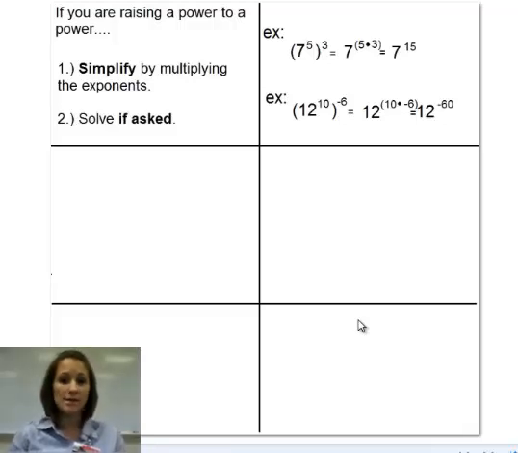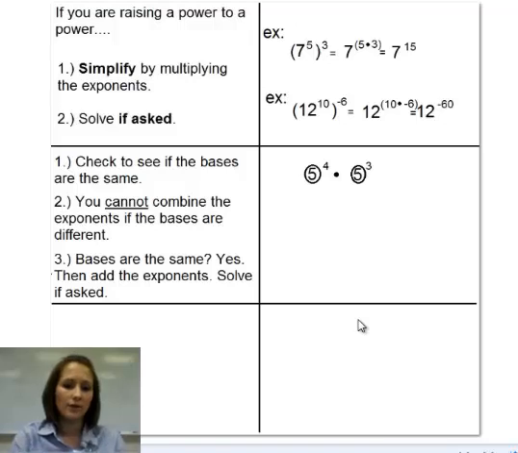The other example has a negative. That's fine. You're still going to multiply the exponents. 10 times negative 6 is negative 60. So you should get 12 to the negative 60 when you have that power to the power. On the left-hand side, I want you to go ahead and fill in that information, and then on the right-hand side, that one example. Hit pause.